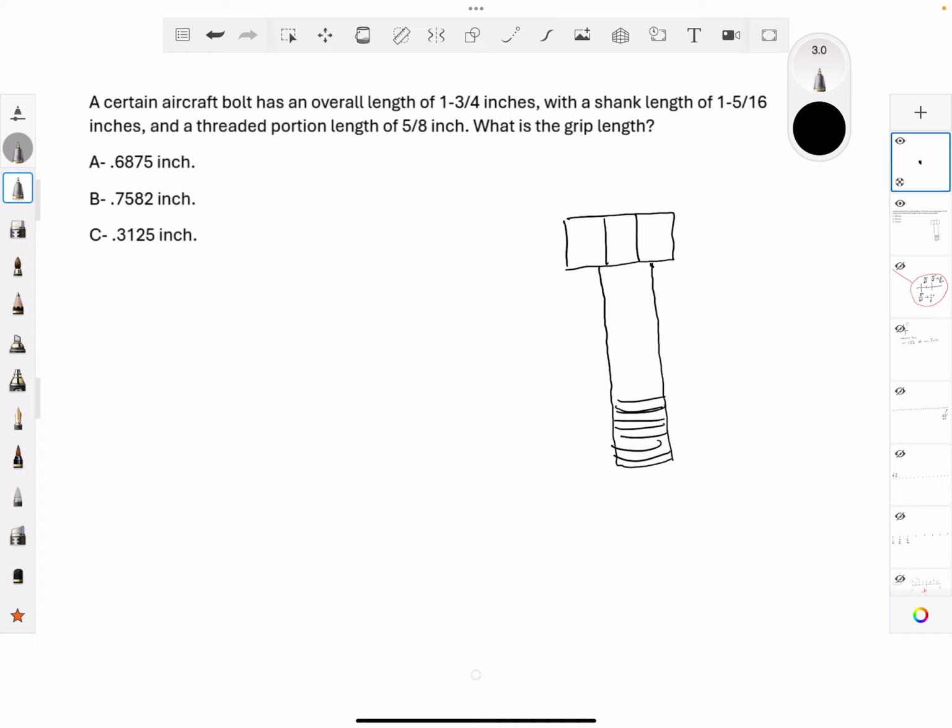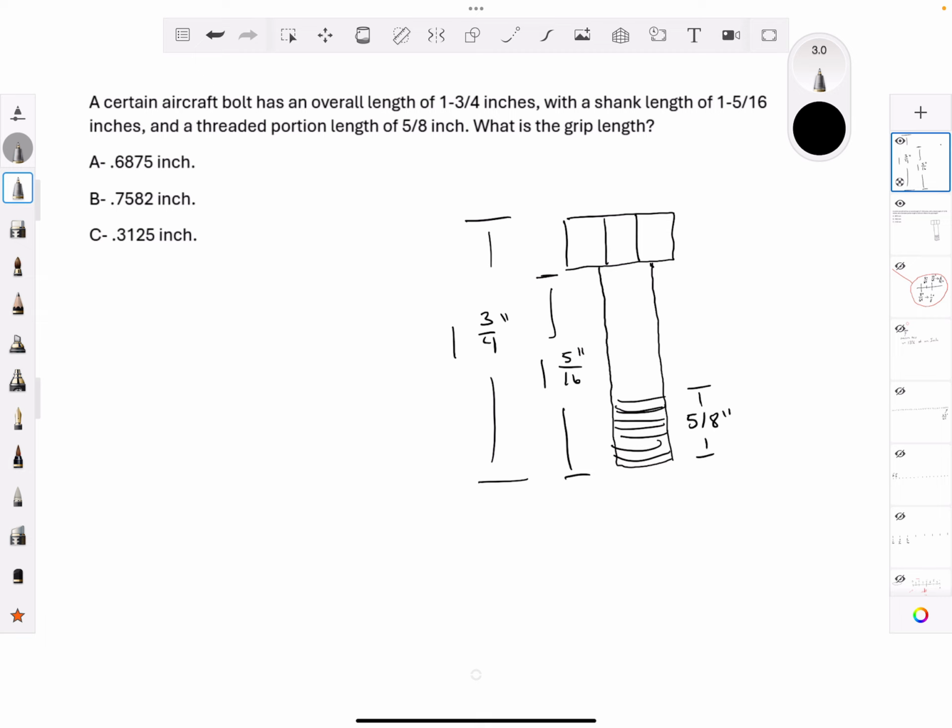So what it's saying is the overall length from the head of the bolt down to the bottom of the shank is 1 3/4 inches. So from here to here is 1 3/4 inches. And it says the shank length. So what is the shank? The shank is everything below the head of the bolt. So from here to here is 1 5/16 inch. And then we have the threaded portion. So from here to here is 5/8 inch.